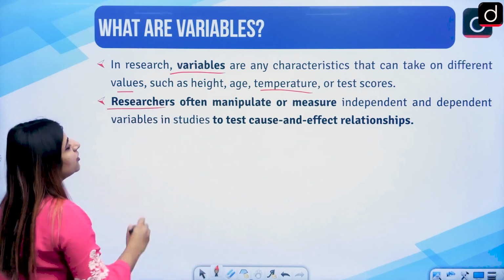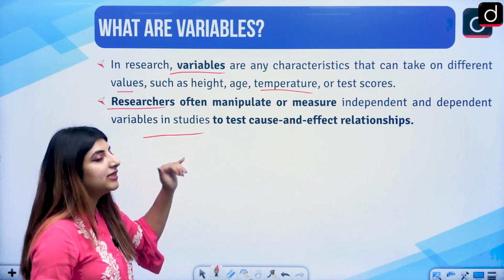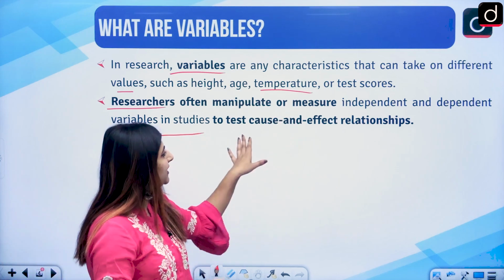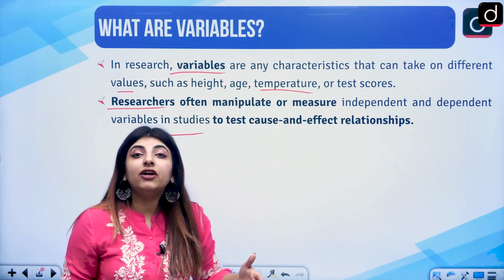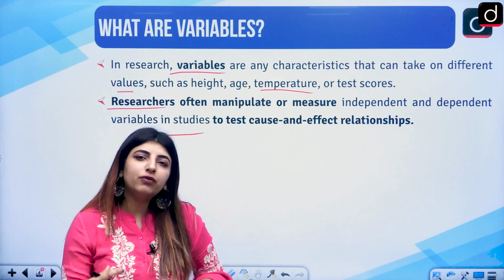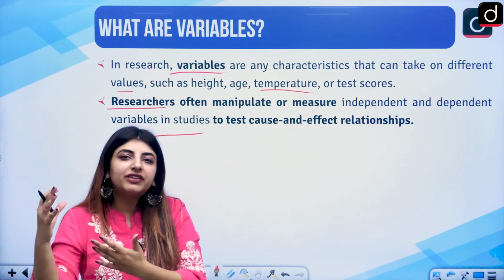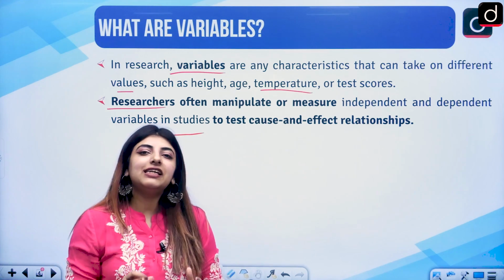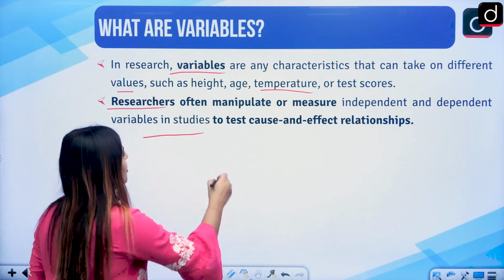Now, researchers often manipulate or measure independent and dependent variables in studies to test or see the cause and effect relationship. Since the beginning of the video, in the first few minutes, I told you that we want to see the effect of something on the other thing. This is why these variables are particularly used in research. So, researchers manipulate or measure.